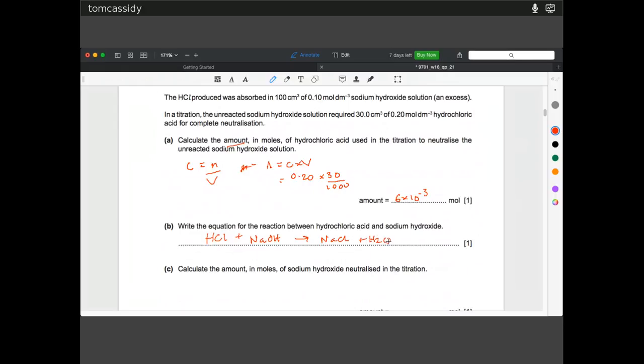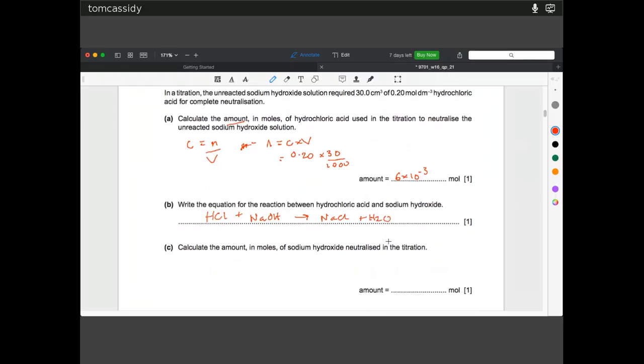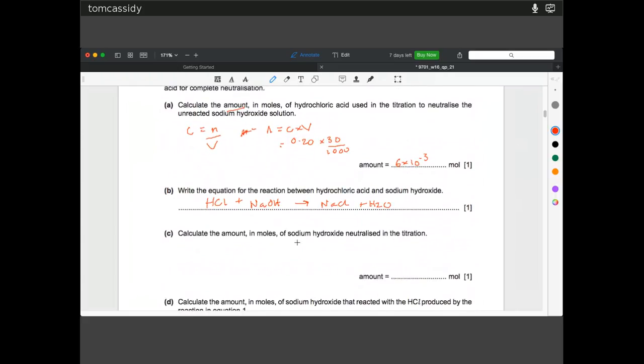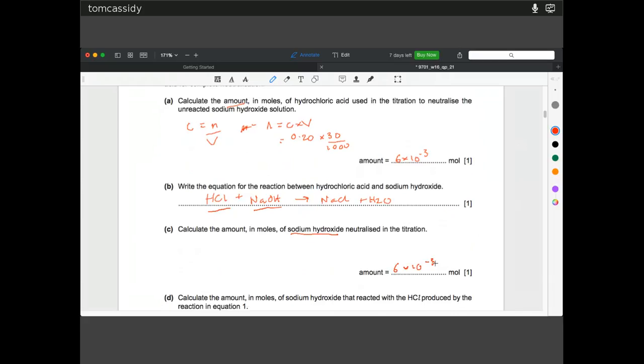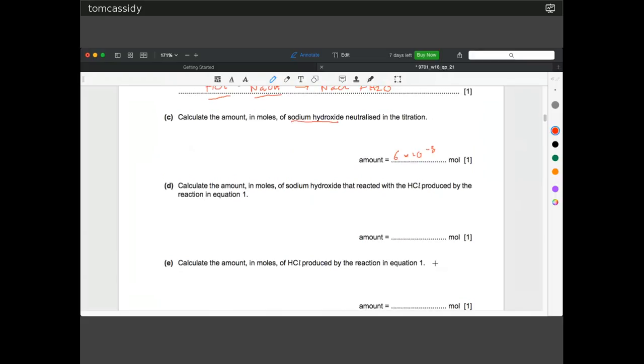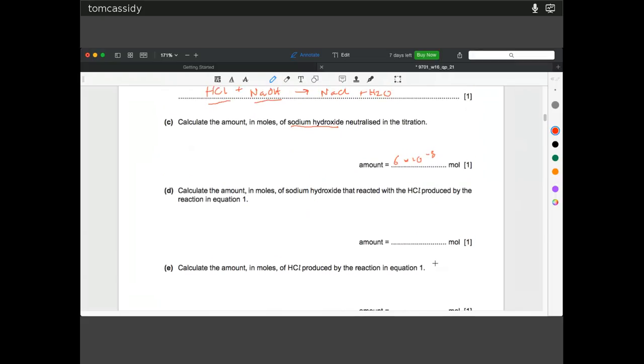And then next step is to calculate the amount of sodium hydroxide. Easy again. You can see there's a simple 1-to-1 stoichiometric ratio between the amount of hydrochloric acid and the amount of sodium hydroxide. We know the amount of hydrochloric acid, so exactly the same amount of sodium hydroxide goes in there. All right, next step.